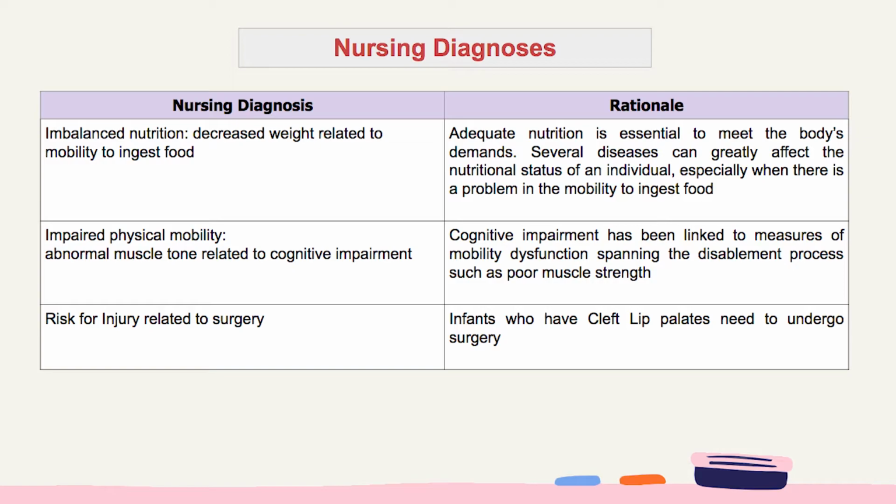Cognitive impairment has been linked to measures of mobility dysfunction spanning the disablement process, such as poor muscle strength. We also have risk for injury related to surgery. Infants who have cleft lip palates need to undergo surgery.